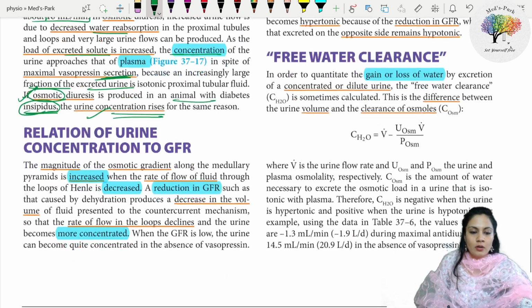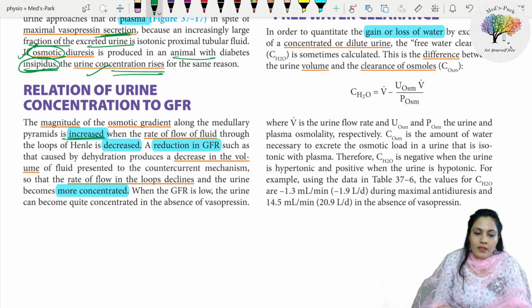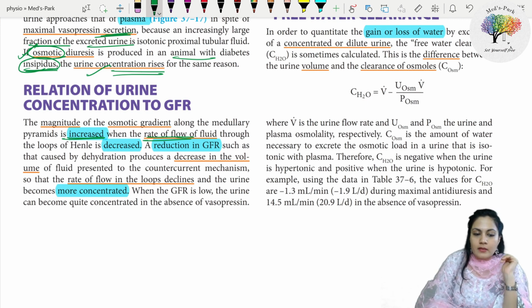Let's move on. Relation of urine concentration to GFR. The magnitude of the osmotic gradient along the medullary pyramid is increased when the rate of flow of fluid through the loops of Henle is decreased.